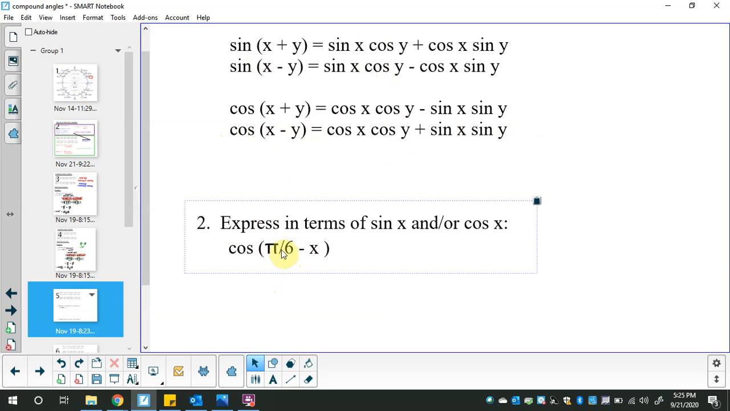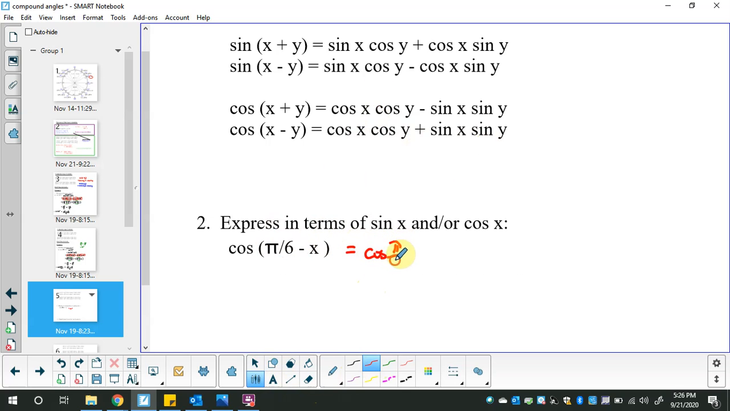That means I can use pi over 6 for x, and I can use x, not negative x, just the x for the y. Although that might be a little bit confusing, it's just first entry, second entry. That's what these mean. So cos of your first entry, cos of your second entry, minus means plus, sine of your first entry, sine of your second entry. And although I've mixed this up a little bit, we should be able to find that on the unit circle.